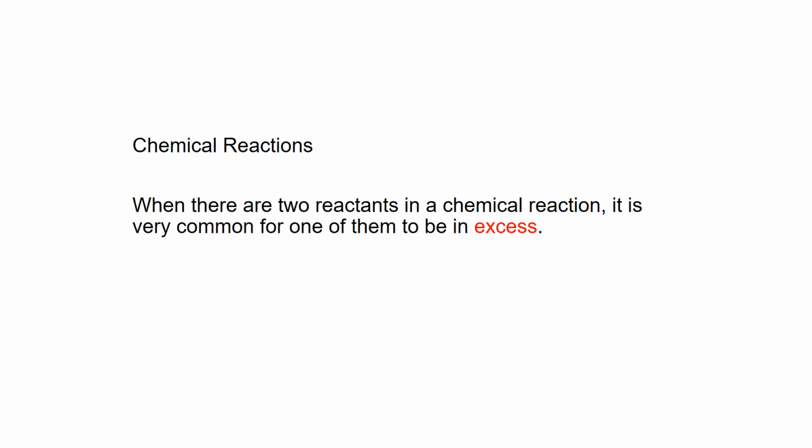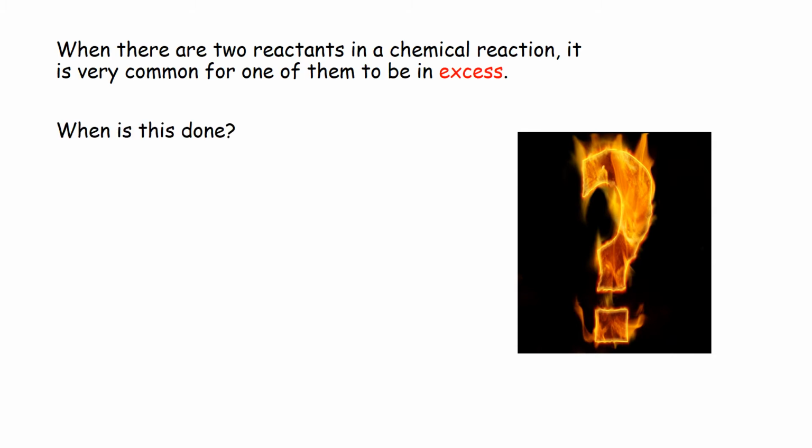When we do experiments, quite often there are two reactants involved, and it's very common for one of them to be in excess. We have more than we need of it. So, why do we do this? Why do we commonly have one of our reactants in excess? And there's a number of reasons for this.